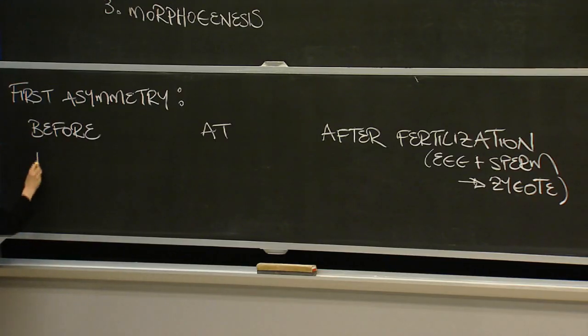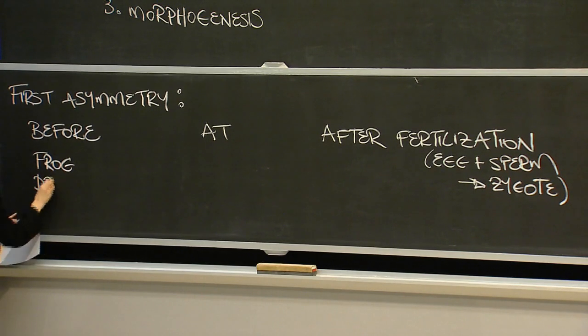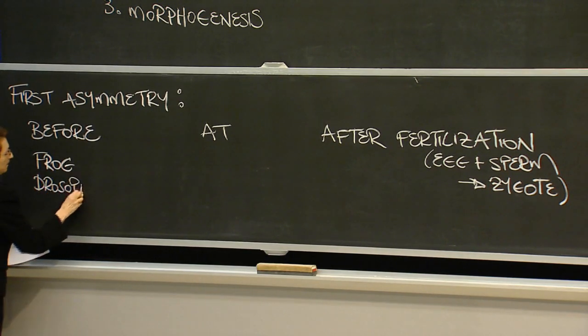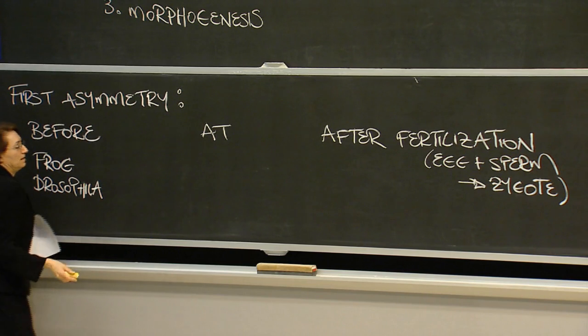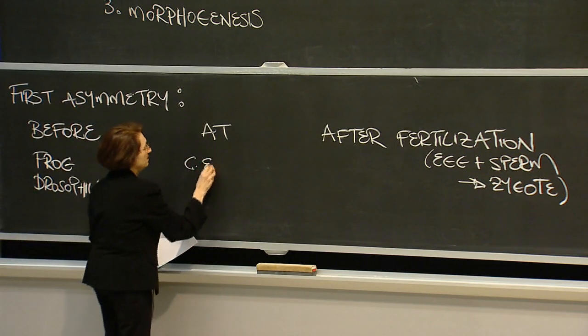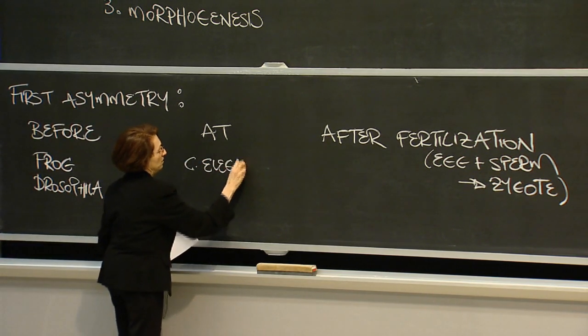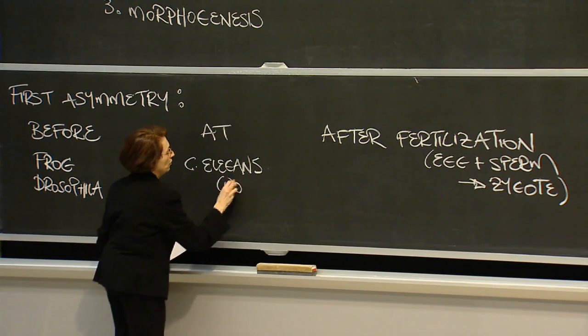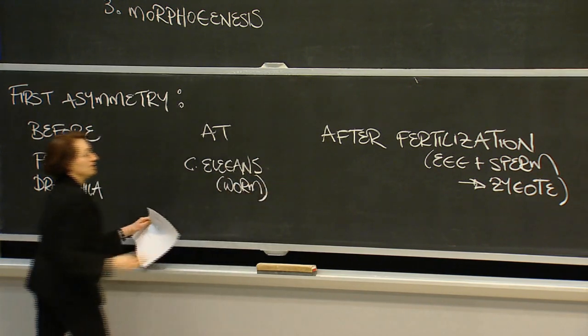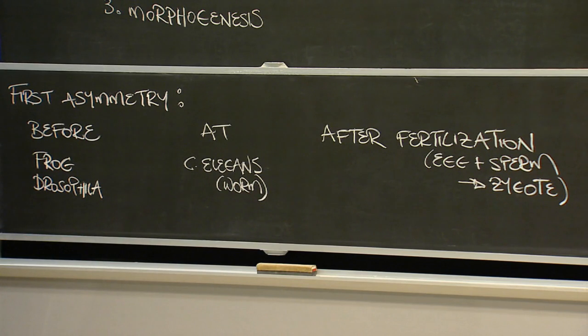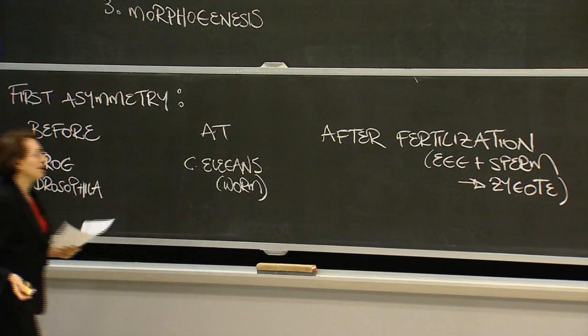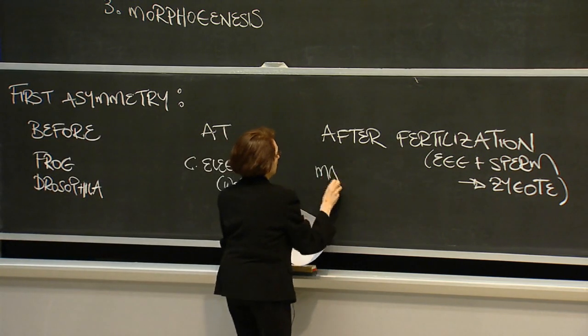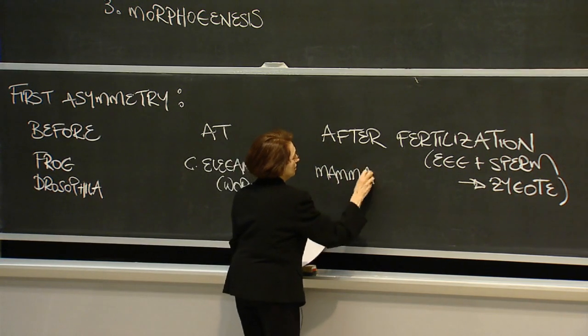In the case of frogs, the first asymmetries are formed before fertilization, and also in Drosophila, fruit flies. In the case of Caenorhabditis, also known as the worm, asymmetry forms at fertilization. And in the case of mammals like ourselves, the asymmetries appear to form after fertilization.